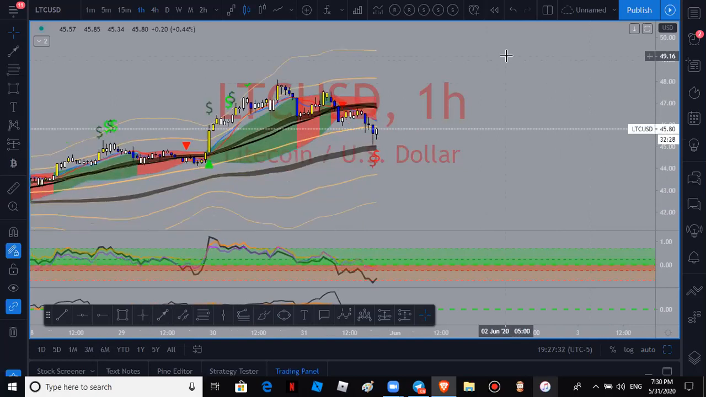Anything else anybody wants to look at? Any other pairs anybody wants to look at? We got nothing.